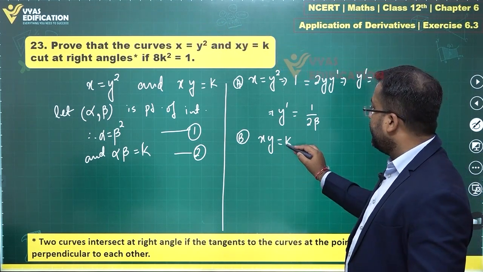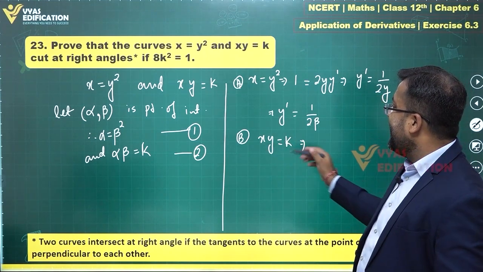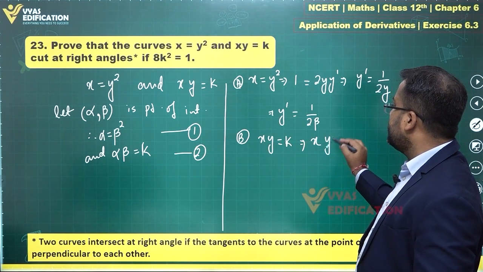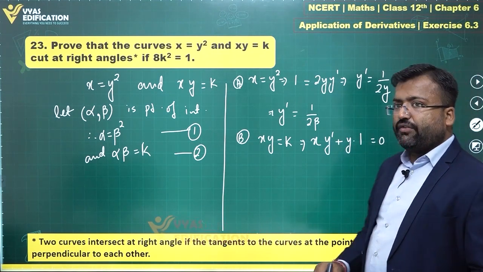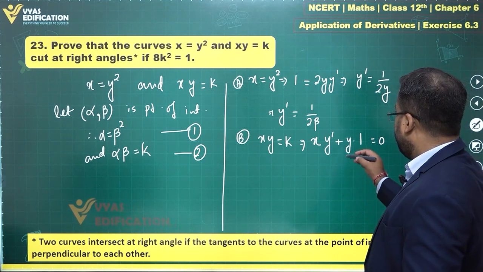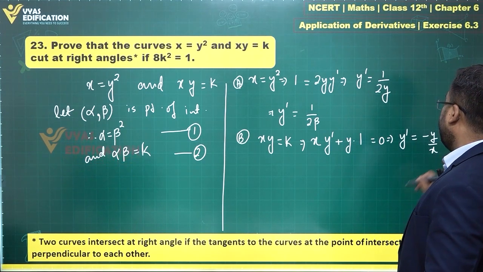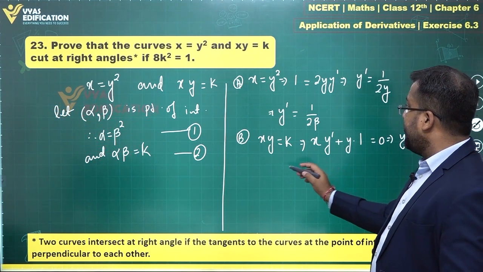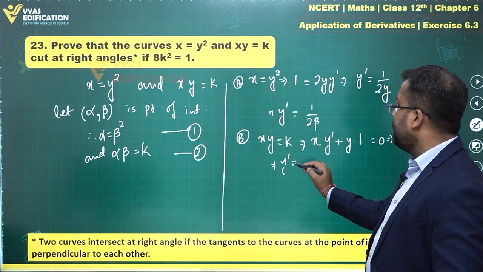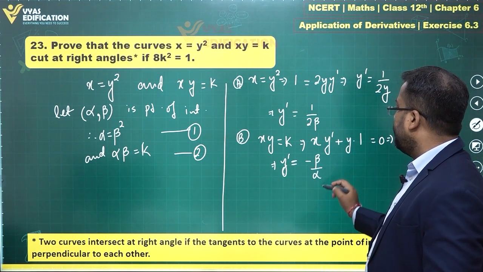The other equation, the second equation, you have xy is equal to k. Differentiate with respect to x. How do we do that? We simply say that x times the derivative of y, which is y prime, plus y times the derivative of x, which is 1, is equal to the derivative of k, which is 0. This is what you get. This tells me y prime is equal to minus y over x. And on the basis of this, I can say that y prime at alpha comma beta will be equal to minus beta upon alpha.